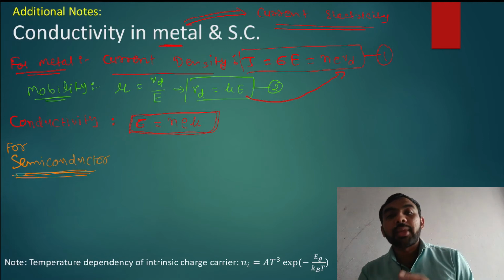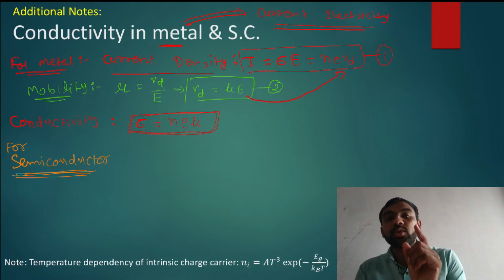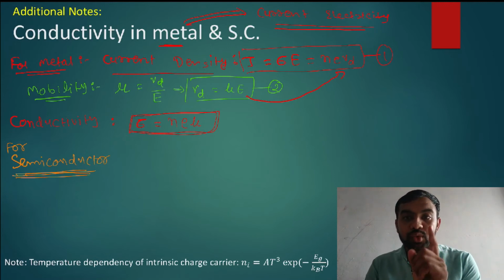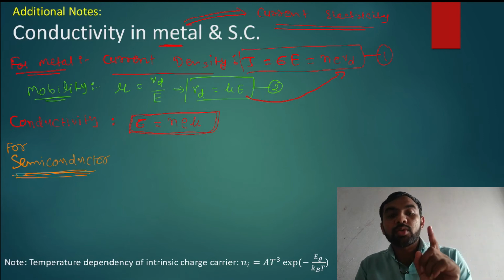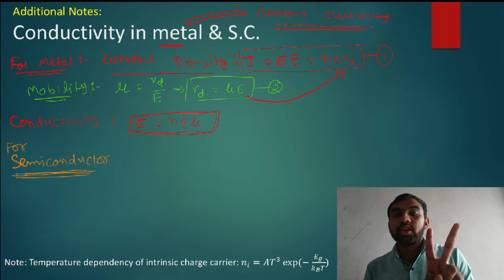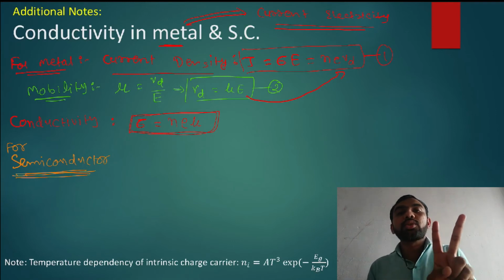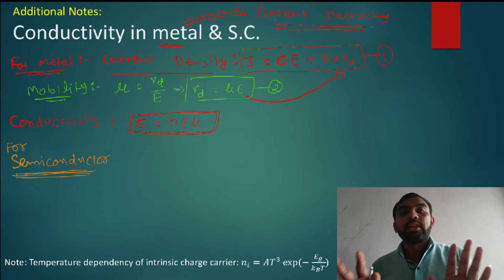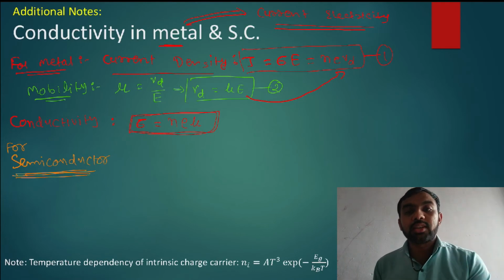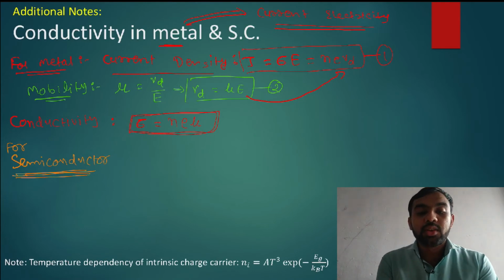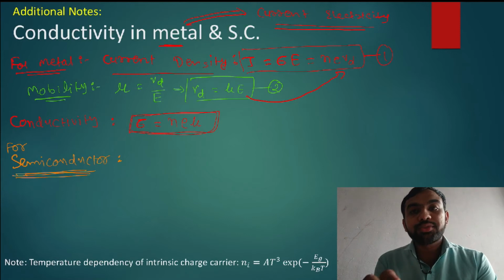If you consider a metal, only one charge carrier is available. Which one? Electron. But in a semiconductor, there are two charge carriers, one is electron, one is hole. Here the current is due to the two charge carriers. Then how do we represent the conductivity? So the conductivity of a semiconductor is sigma equal to sigma hole plus sigma electron.